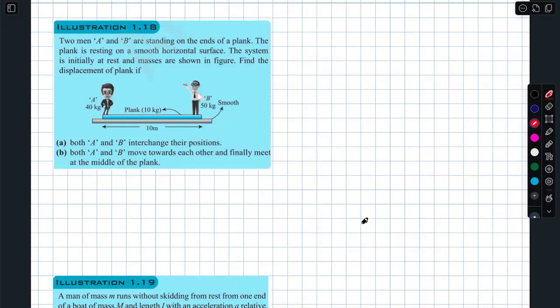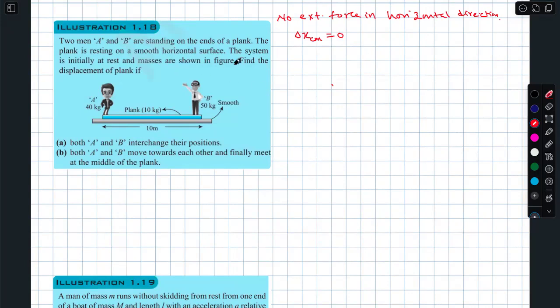See, one thing is very clear in this question also: there is no external force in the horizontal direction. So what happens is delta xcm will become 0 for this, as per the characteristics of center of mass.